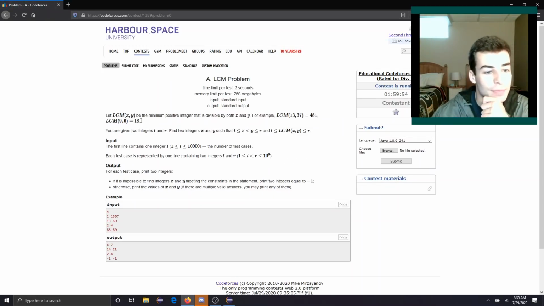All right, problem A. We know what the LCM is, given two integers, L and R. Find two integers between them where the LCM is also between them. Can we pick, oh, they have to be different. The answer might be -1.